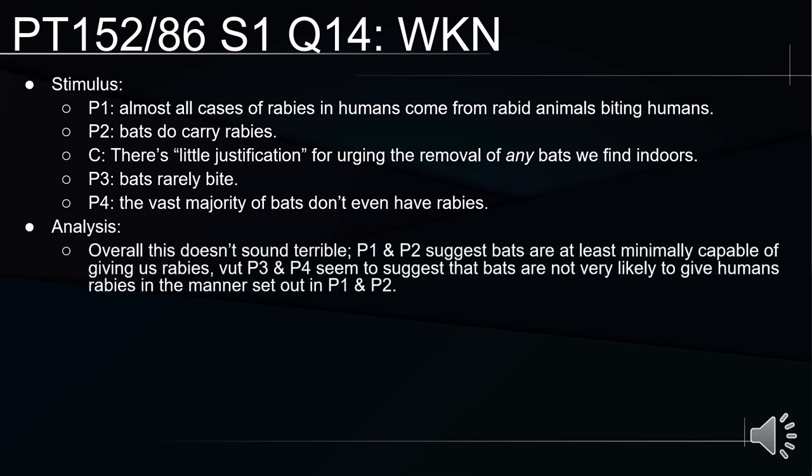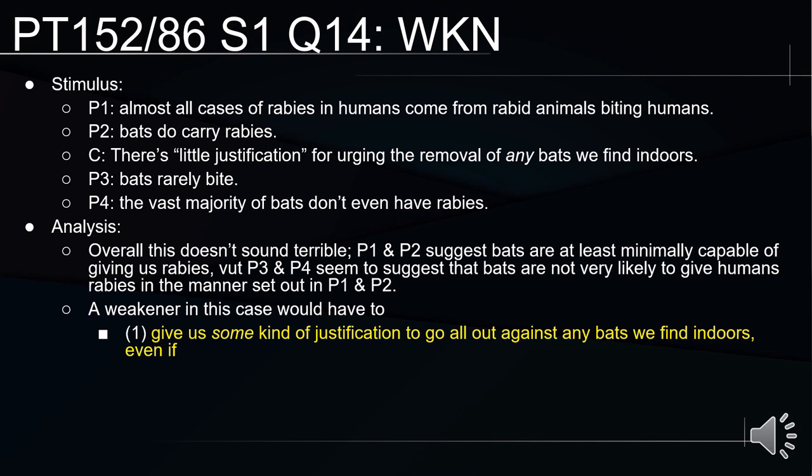And I kind of jumped the gun here. That was my analysis. A weakener in this case, then, would have to do the following two things. Remember again before we dive into this that Pratt's conclusion is that we should not go all out against bats. So our weakener would have to give us some kind of justification to indeed go all out against any bats that we find indoors, even if P3 and P4 remain valid.